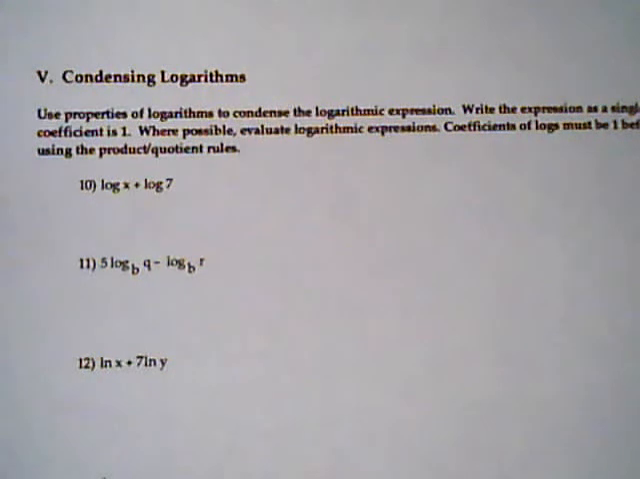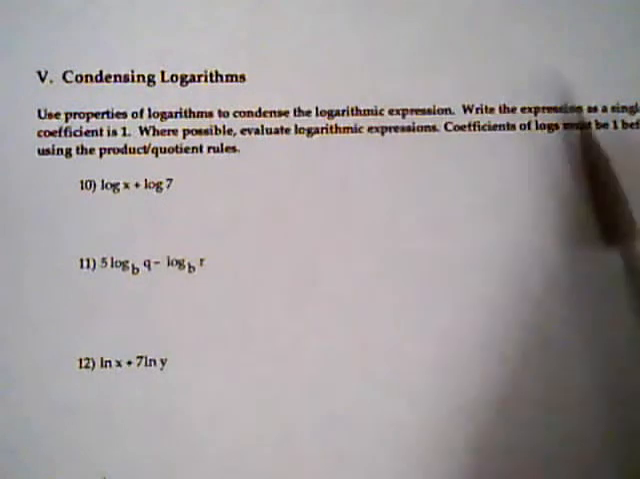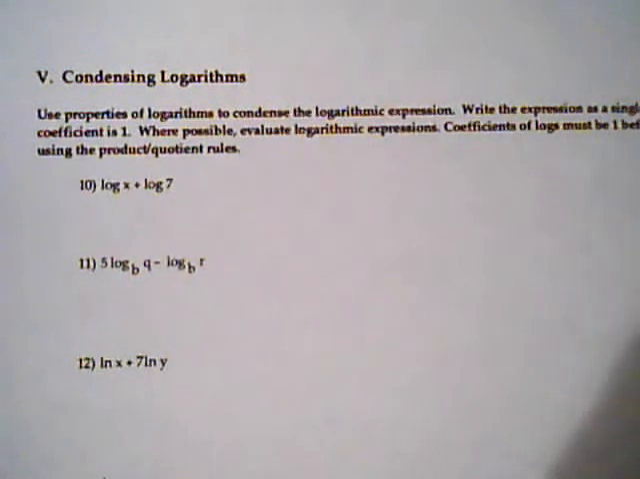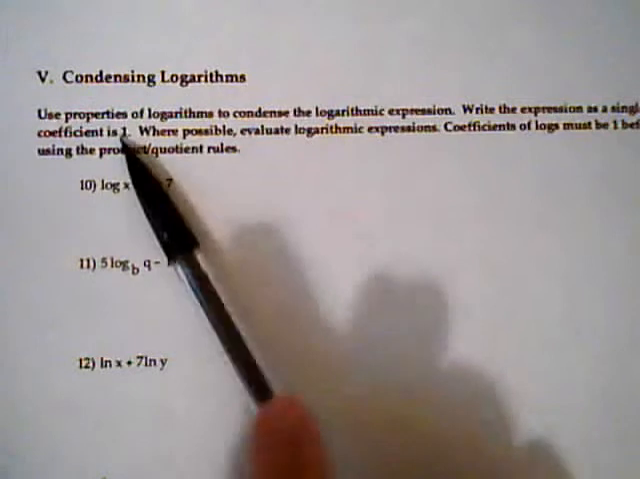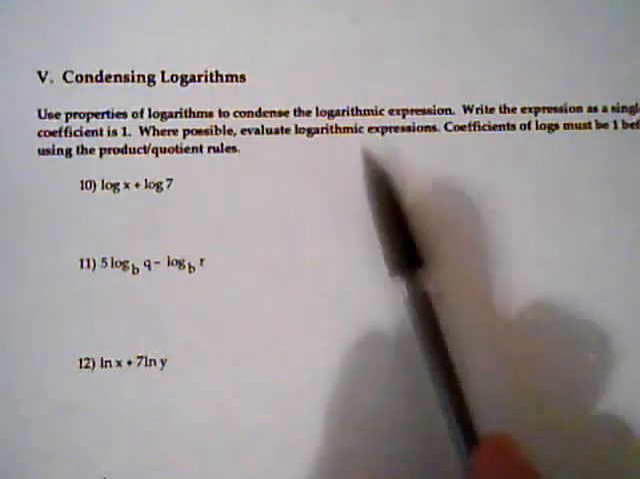And the last topic we're going to talk about in section 3.3 is going to be condensing logarithms. So going in the opposite direction that we were just on the last video where you were expanding, now you're going to be condensing back to one logarithmic expression. Okay, so the directions say use your properties of logs to condense. Write the expression as a single logarithm whose coefficient is 1. Where possible, evaluate logarithmic expressions.